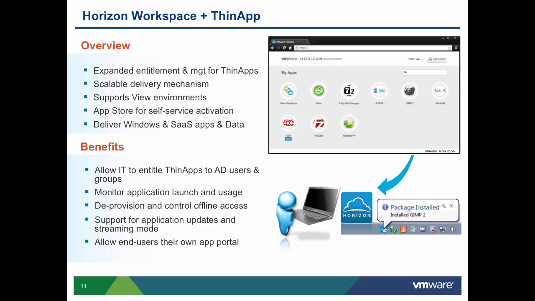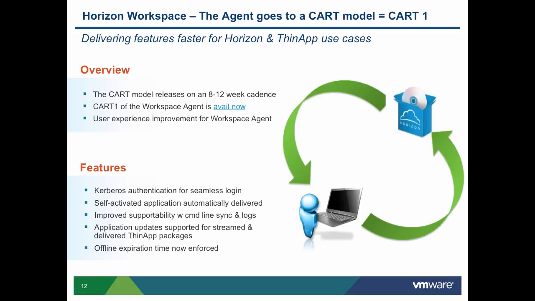So Horizon Workspace has a good story to tell for delivering Windows, SaaS apps, and data. The benefits are IT has a single console to go and do entitlement across AD users and groups, see application events, and they're able to deprovision applications and provide end users their own app portal. Now, Horizon Workspace recently switched to a cart model for delivery of the Horizon agent. This is very significant because what this means is that on an 8 to 12 week cadence, new versions of the Horizon agent will be released, and it will include minor new features and bug fixes.